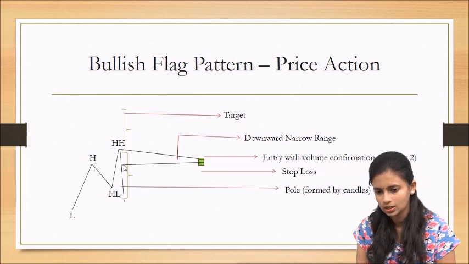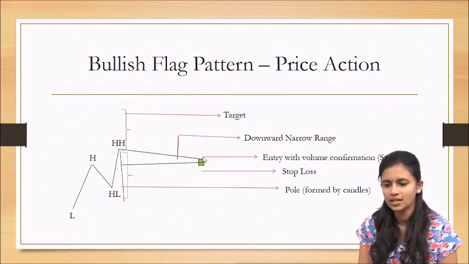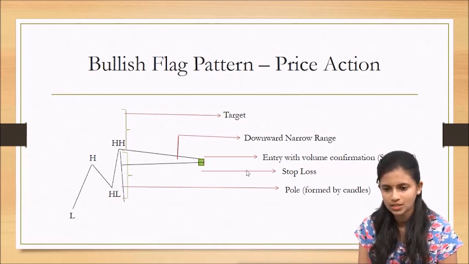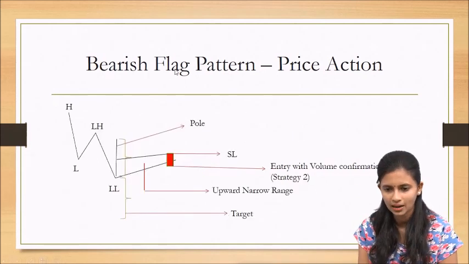Okay, then this breakout, that is when you draw this trend line, this candle will be considered as a breakout candle. Your entry will be above this and stop loss will be below the low of this candle. Target will be this pole size. Next, moving to bearish flag pattern.